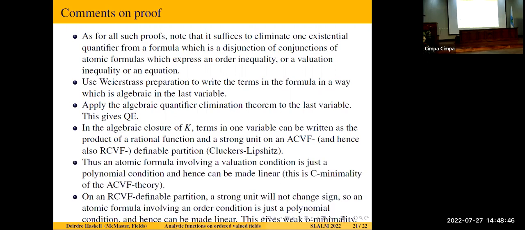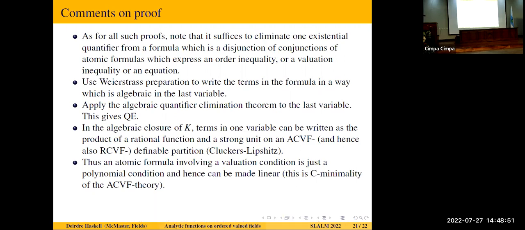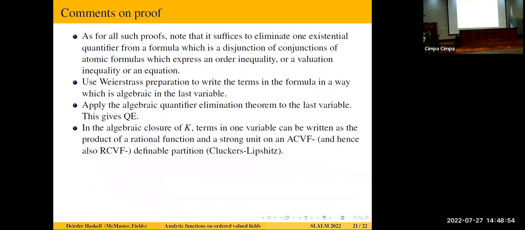And then in order to get the tamest, we have to observe that we can take our terms in one variable and write them as a product of a rational function times a so-called strong unit in the algebraic closed field. So to go up to the algebraic closed field, on certain subsets of the domain, but those subsets are definable in the real closed value field.